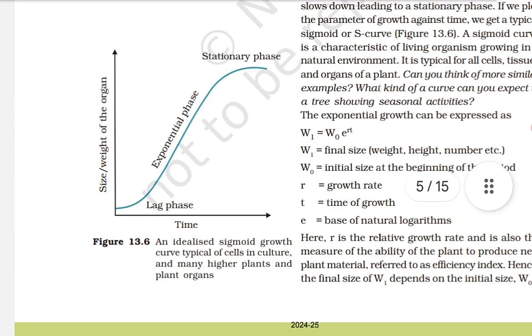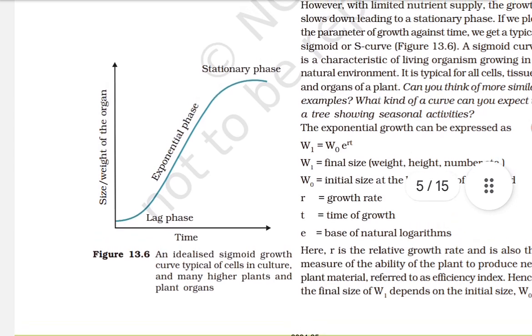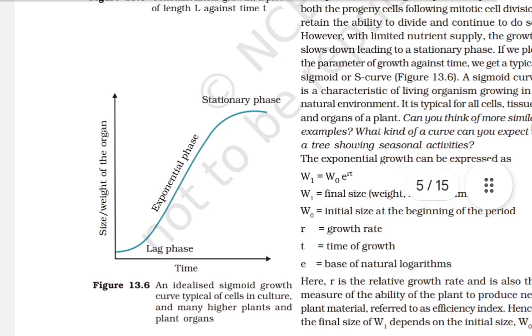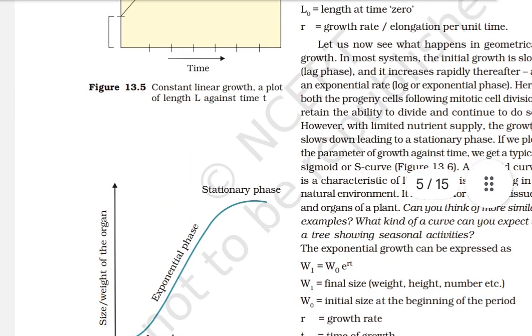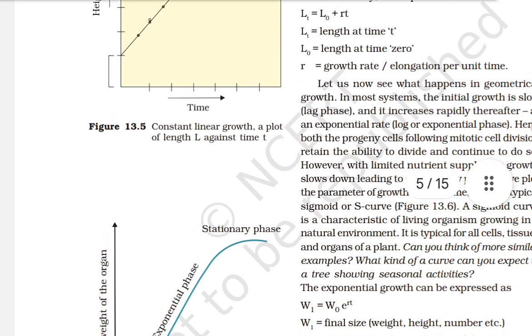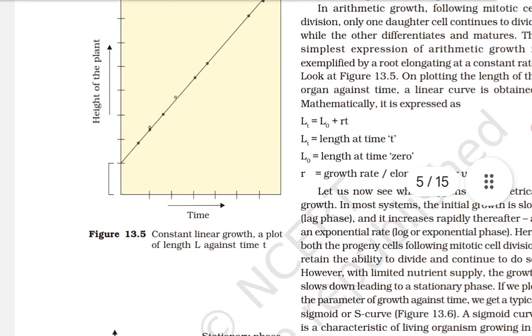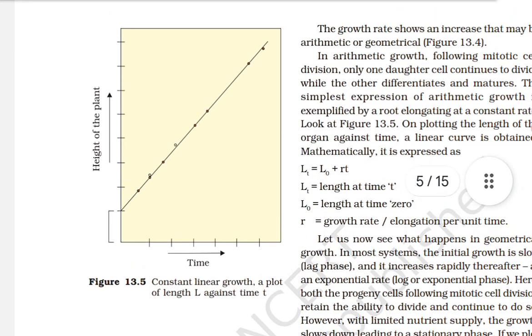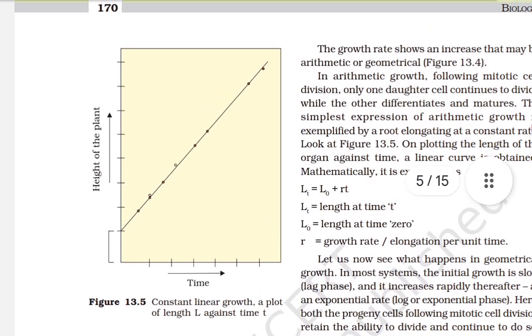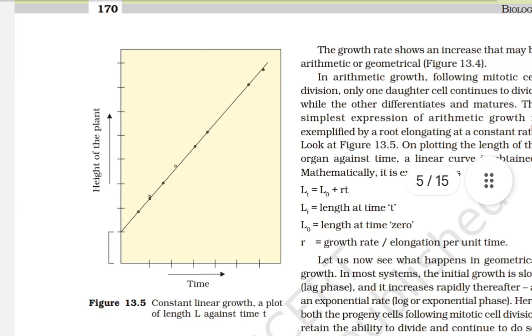Let us now see what happens in geometrical growth. In most systems, the initial growth is slow, that is lag phase, and it increases rapidly thereafter at an exponential rate, log or exponential phase. Here, both the progeny cells following mitotic cell division retain the ability to divide and continue to do so. However, with limited nutrient supply, the growth slows down, leading to a stationary phase. If we plot the parameter of growth against time, we get a typical sigmoid or S-curve.